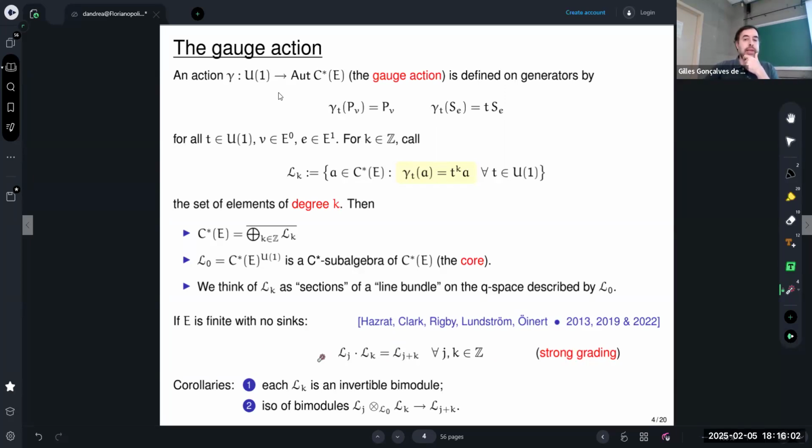Conditions such that your grading is a strong grading are in a series of papers that I mentioned here. Here I put only the names, but if you Google or search on arXiv for the names and the years, you should easily find these papers.